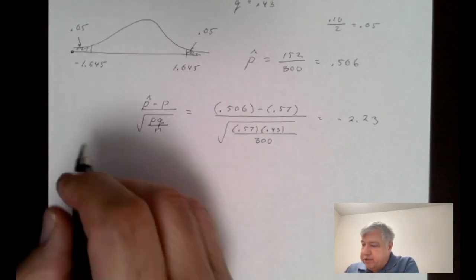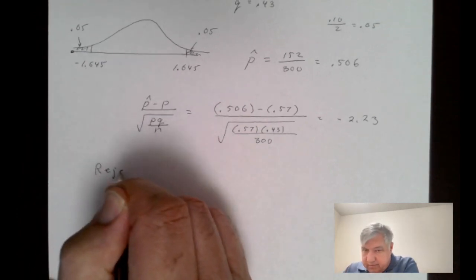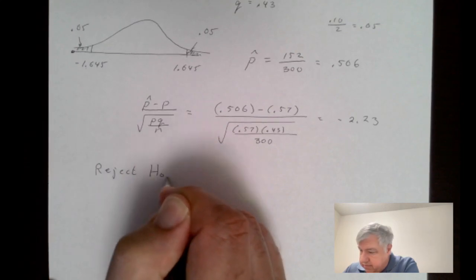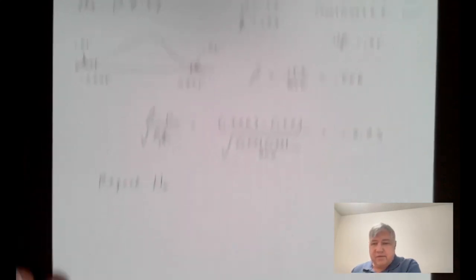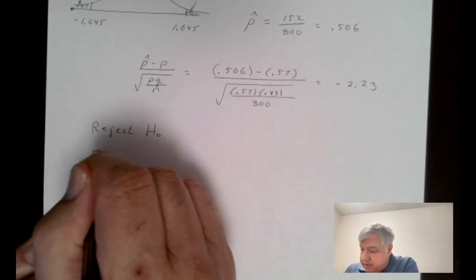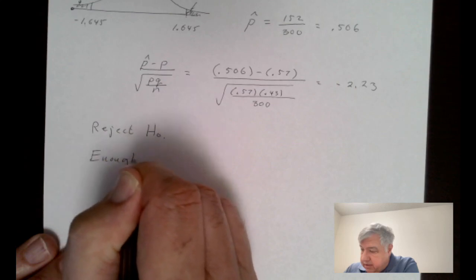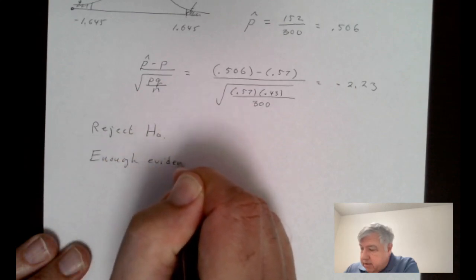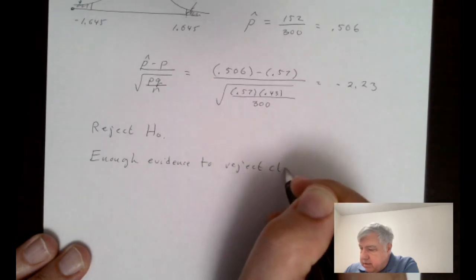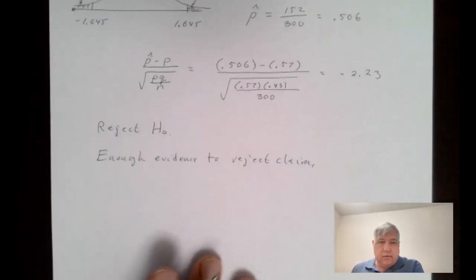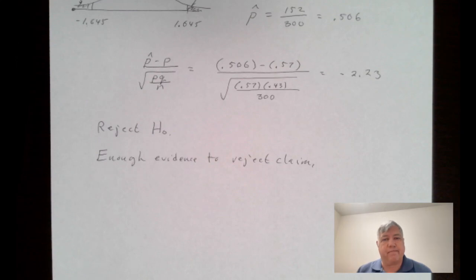So we can reject H0. And H0 is our claim. So there is enough evidence to reject it. So there's enough evidence to reject our claim.